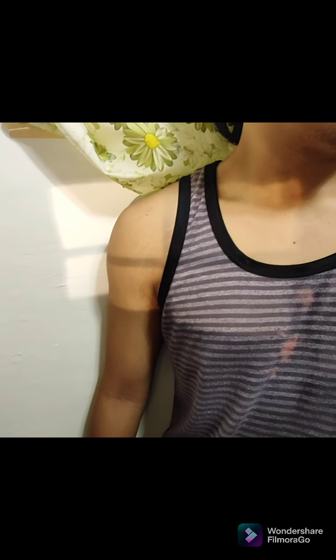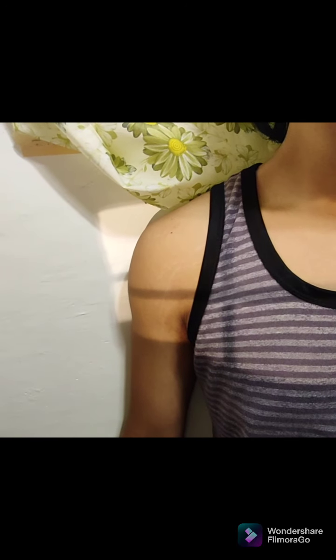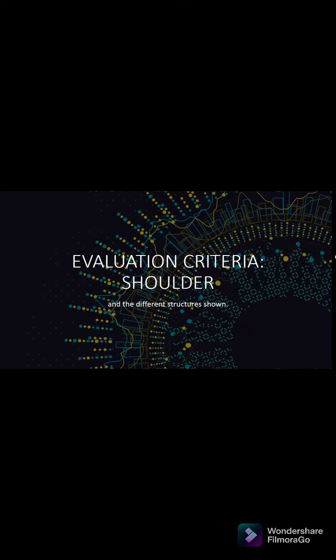So proceeding on with the central ray. Still, nakadirect siya sa mid-scapulohumeral joint. Make sure to maintain the proper collimation dahil glenoid cavity ang focus dito sa position na ito. So medyo hindi lang klaro ang central ray ko, pero dito siya banda sa mid-scapulohumeral joint. And we will now proceed with the evaluation criteria for the shoulder and the different structures shown.